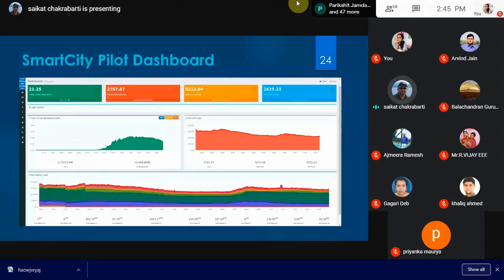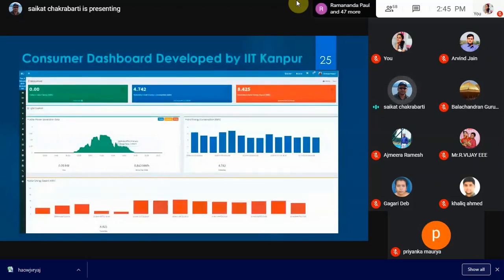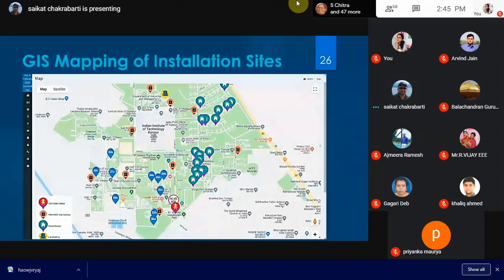These are some more consumer dashboards. I think this is data of one particular house. And using Google Map, our researchers or students developed some application. This is not exactly GIS, but you can have a feeling of where exactly things are. If you zoom in, I think my house is somewhere here. And this is the, okay, let's see.